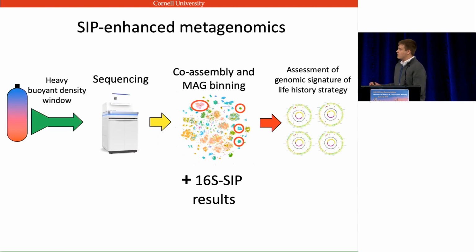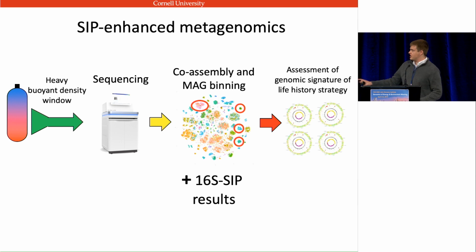So for this experiment, I'm also using SIP-enhanced metagenomics. And by this, I mean that I'm taking the heavy buoyant density window of that cesium chloride gradient for each of these samples. And so by choosing this heavy window, I did not only choose samples that have a high relative abundance of these target organisms, but now I am enriching for the labeled DNA of these organisms.